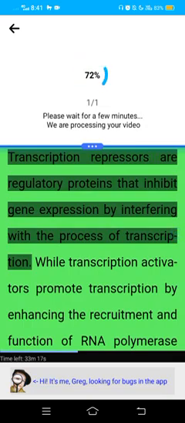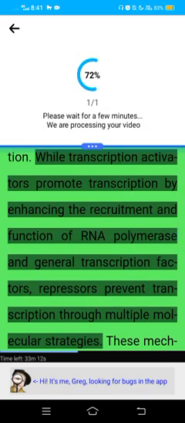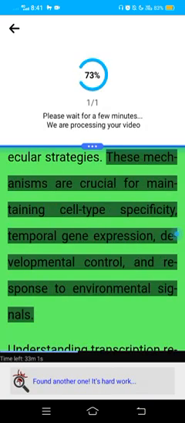Transcription repressors are regulatory proteins that inhibit gene expression by interfering with the process of transcription. While transcription activators promote transcription by enhancing the recruitment and function of RNA polymerase and general transcription factors, repressors prevent transcription through multiple molecular strategies. These mechanisms are crucial for maintaining cell type specificity, temporal gene expression, developmental control, and response to environmental signals.